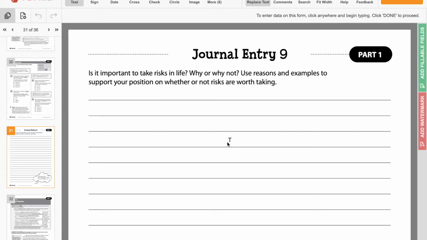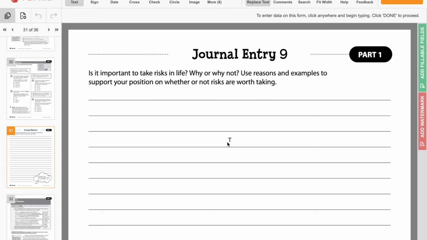As always with the writing packet, we're going to start out with the journal entry, which you guys will do on your own, 5 to 7 sentences here. So this first journal prompt says, is it important to take risks in life? Why or why not? Use reasons and examples to support your position on whether or not risks are worth taking.